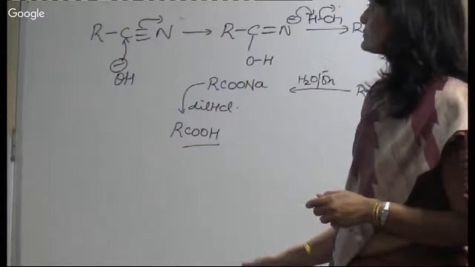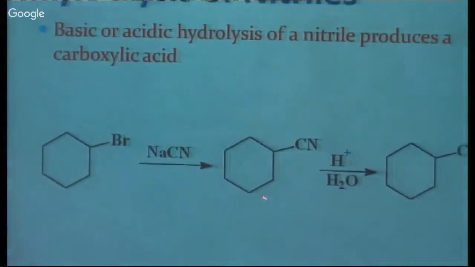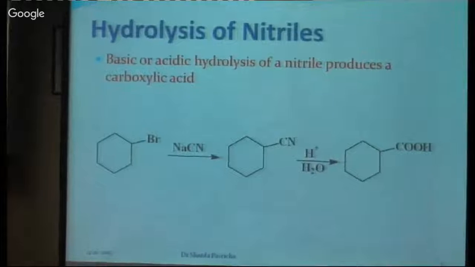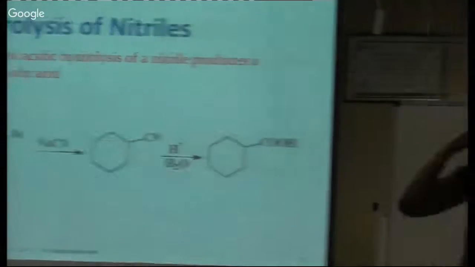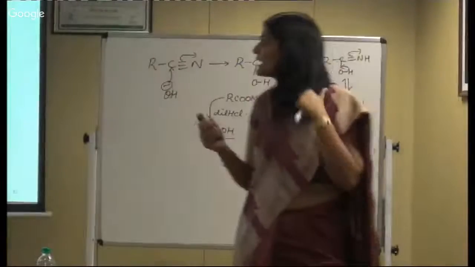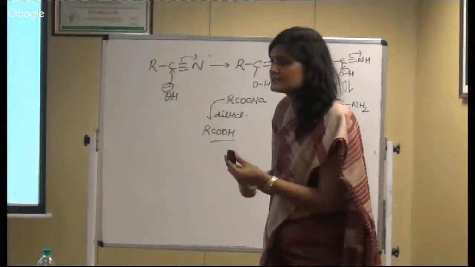So in the next slide, I have shown one reaction of how alkyl cyanides will give you carboxylic acid. Now again, you can see here the advantage of this reaction is that it can also be used to convert alkyl halides to carboxylic acids having 1 carbon more, right? To carboxylic acids having 1 carbon more. Now, what is that reaction? Let us write the reaction first.